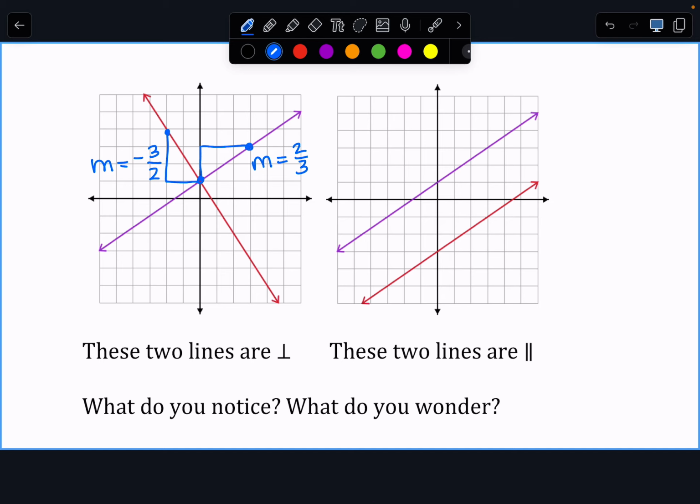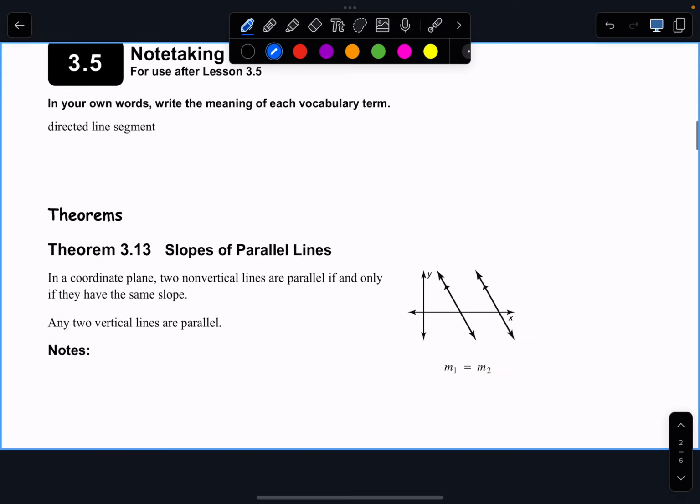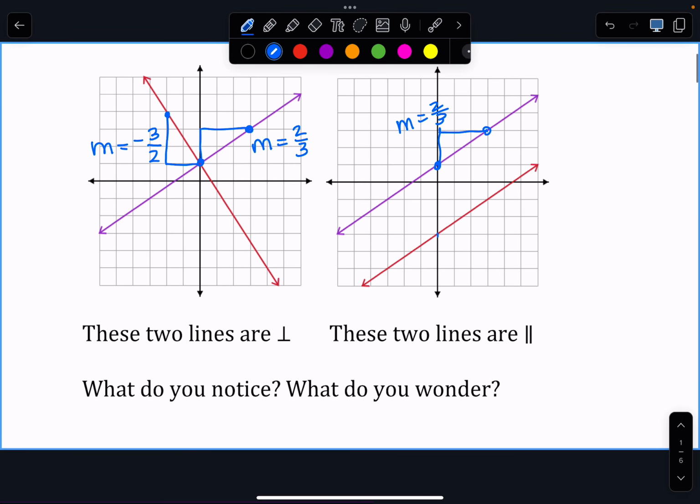Lucas is stretching. Let's focus on the parallel lines. Daniel, do you notice anything about the parallel lines? No? Alex? They have the same slope. So this purple line still has a slope of 2/3 because, like you noticed, I kept it the same. And this red line has a slope of 2/3.